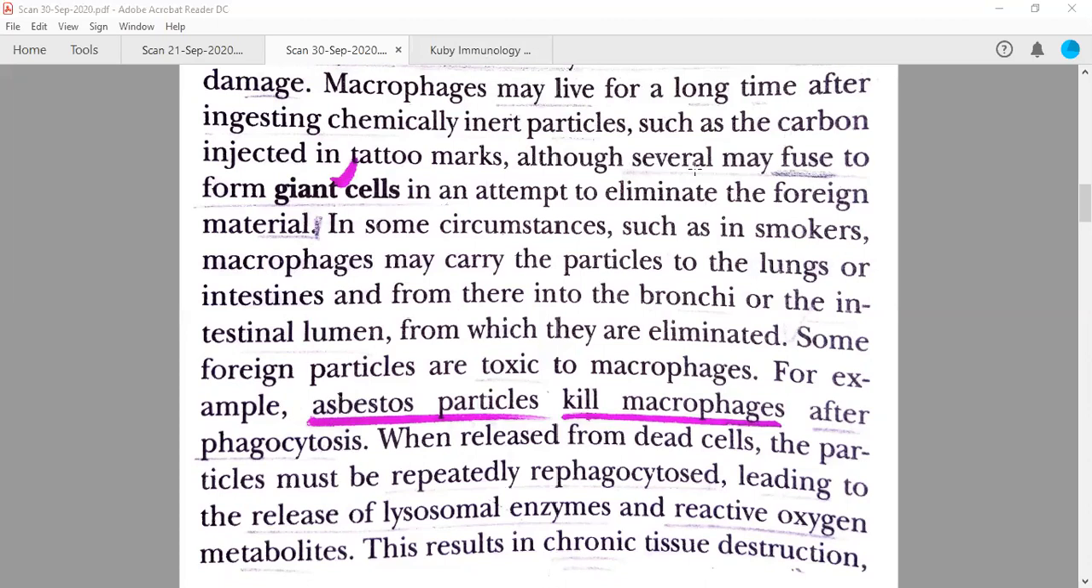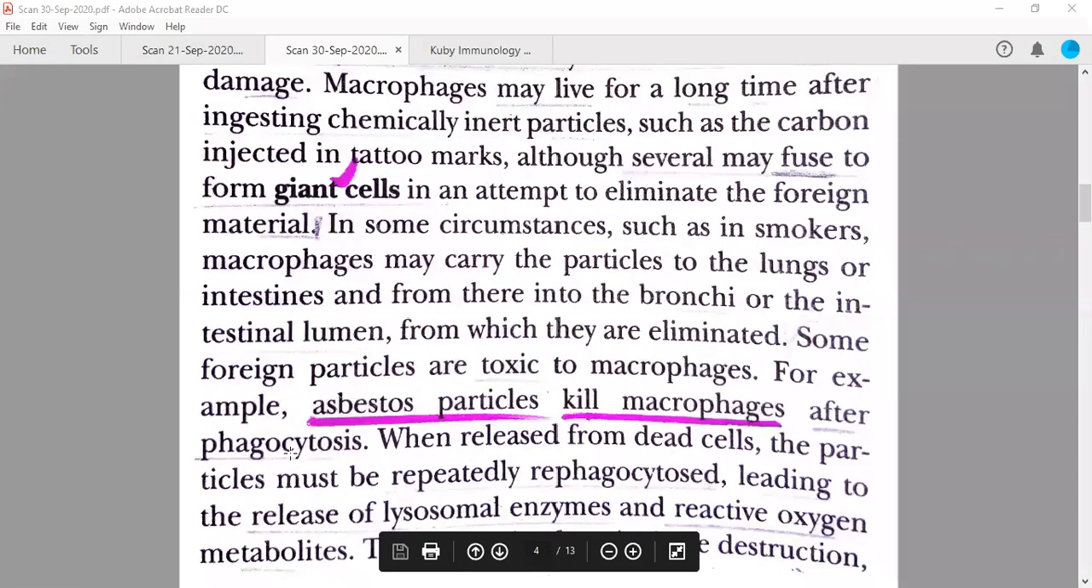In several cases, they may fuse to form a giant cell in an attempt to eliminate those foreign materials. All right. In some circumstances, such as in smokers, macrophages may carry the particles to the lungs or to the intestine, and from there into the bronchi or into the intestinal lumen, from where they can be eliminated. They are removed. Some foreign particles are toxic to the macrophages, for example asbestos, right? So if macrophages take up some toxic substance, what will happen? It will kill the macrophage.